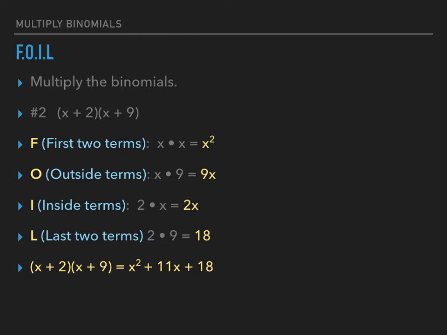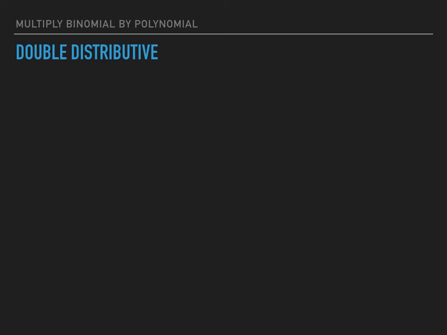Now let's move on to another strategy called the double distributive. This is useful for multiplying a binomial by any polynomial. And we'll use this method for number 7. 4a minus 7 will be our binomial that we're multiplying by the polynomial 3a minus 2.